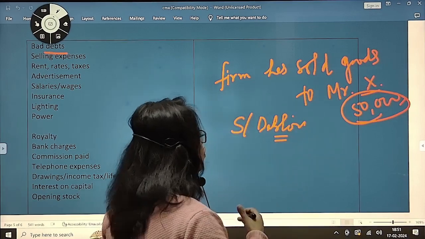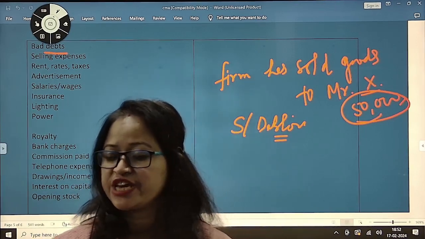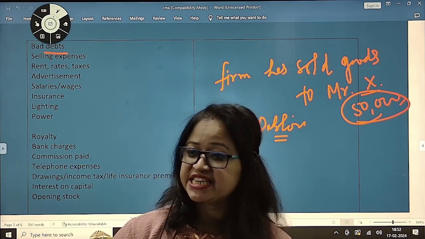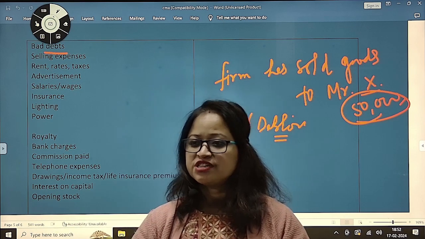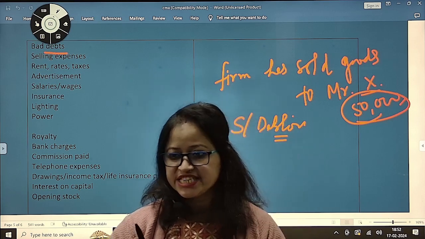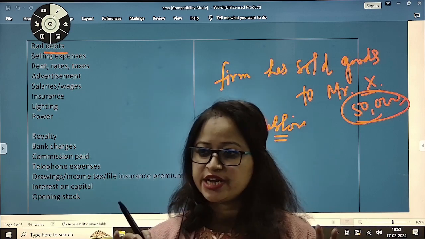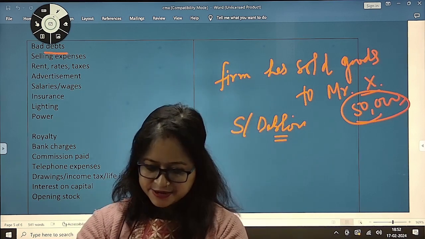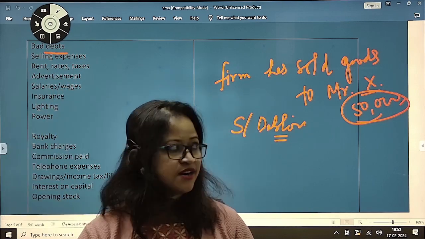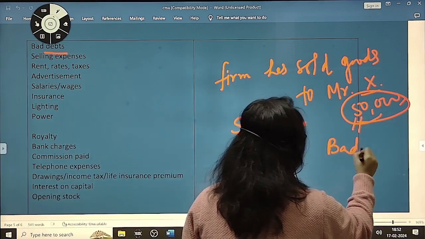Sundry debtors are those from whom we are yet to get money, to whom we have sold goods on credit. Mr. X told Ajay that he would give 50,000 next month. So Ajay was waiting. Then 1 month gone, 2 months gone. When Ajay inquired, he found that Mr. X had gone to his village. So for Ajay, 50,000 is called bad debt.